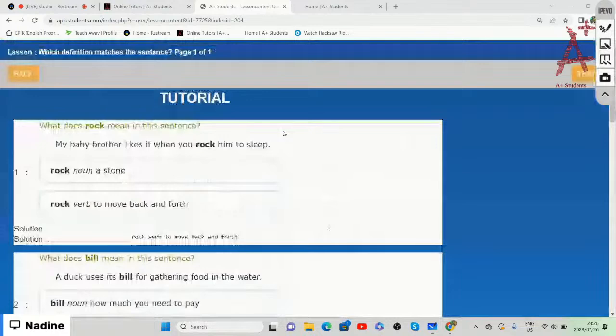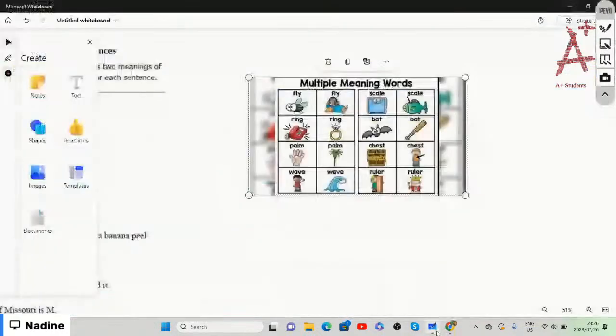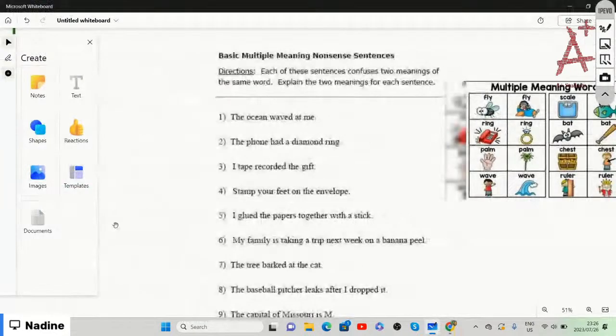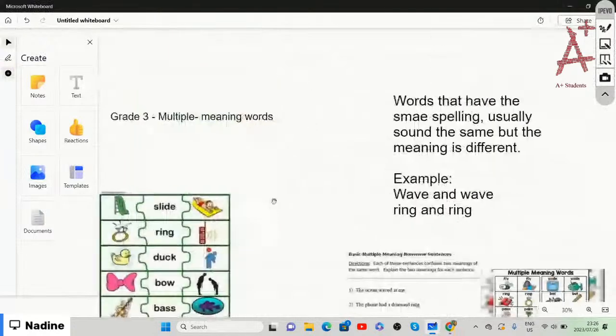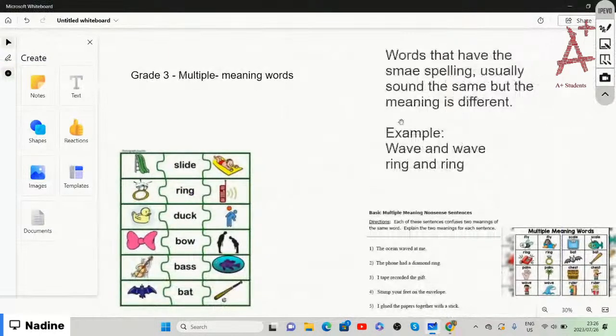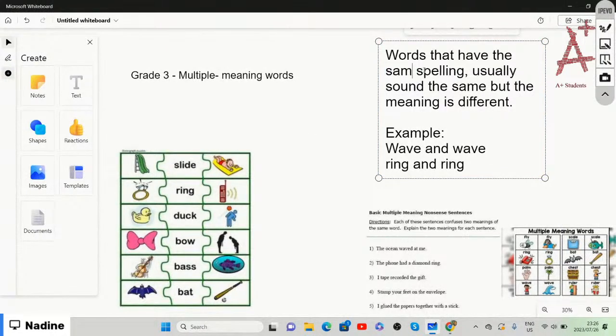All right. Before we go on to our test, let us go over here. Multiple meaning words are words that have the same spelling, usually sound the same, but the meanings are different. We also made examples, like bull, and there are also a few other words like fan, fly, cold, and row.